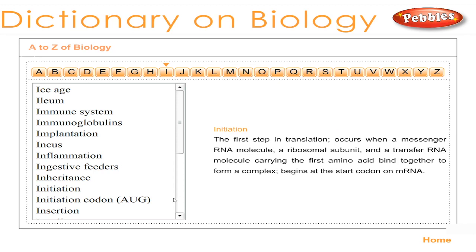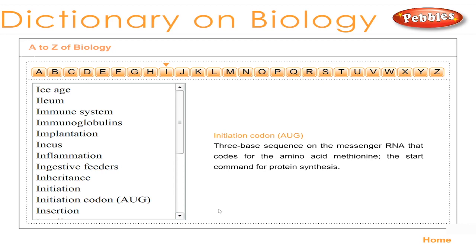Initiation, the first step in translation, occurs when a messenger RNA molecule, a ribosomal subunit, and a transfer RNA molecule carrying the first amino acid bind together to form a complex, begins at the start codon on mRNA. Initiation codon AUG, 3 base sequence on the messenger RNA that codes for the amino acid methionine, the start command for protein synthesis.